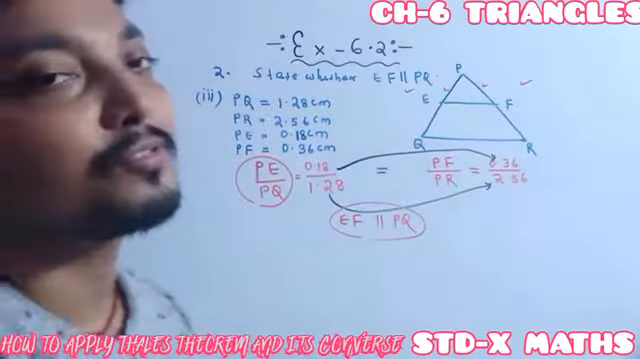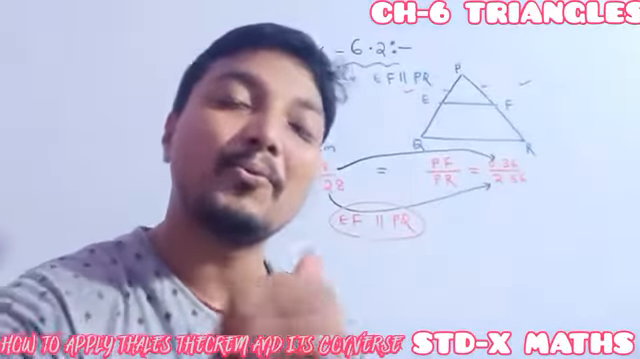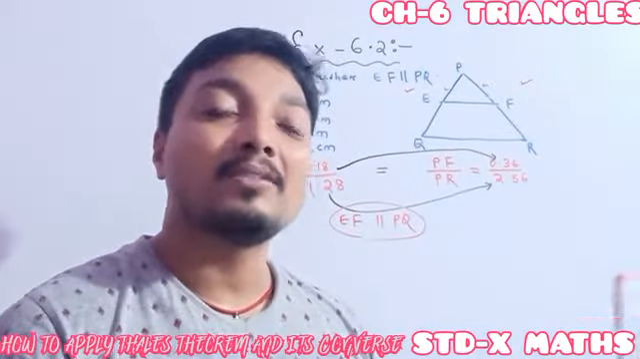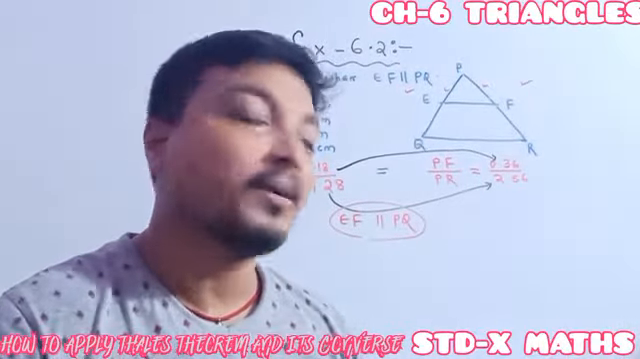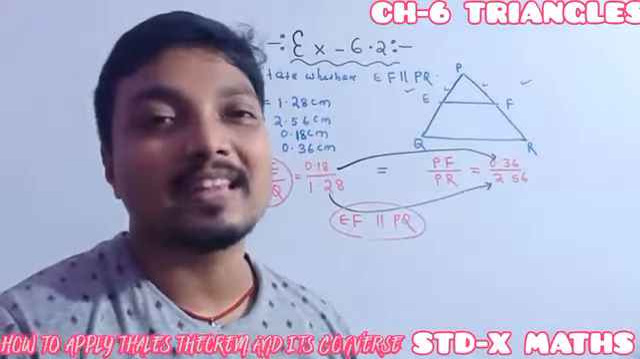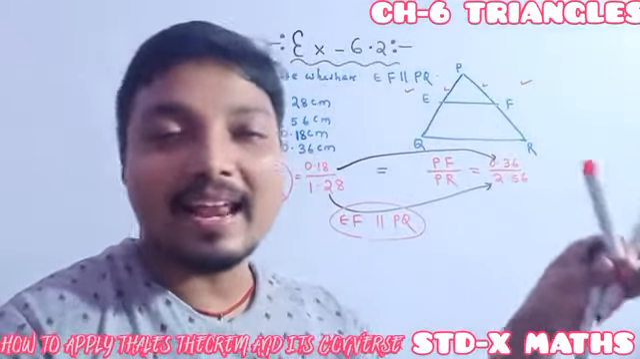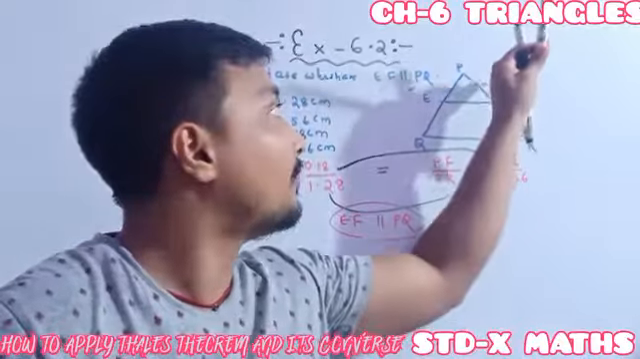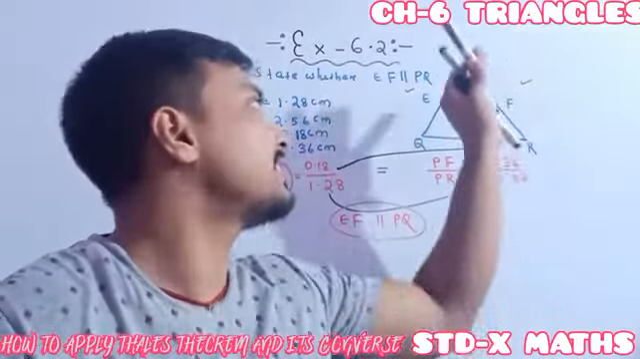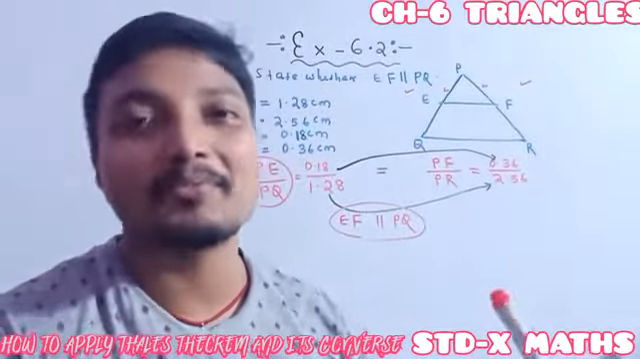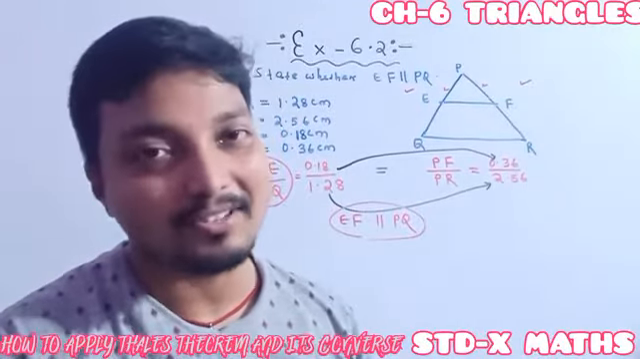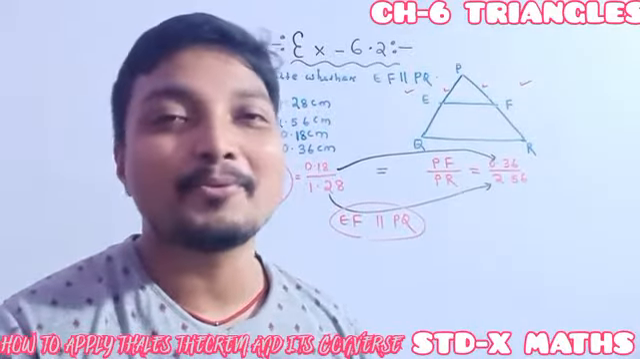Understood or not understood? Tell me. In the first question we did the discussion by using the Thales theorem, but this one is the converse of the Thales theorem. In the previous one, parallel was given and we got the value of one of the parts, but here every part is given, and we have to check whether it is parallel or not. Understood or not understood? Now get ready to do the next question.